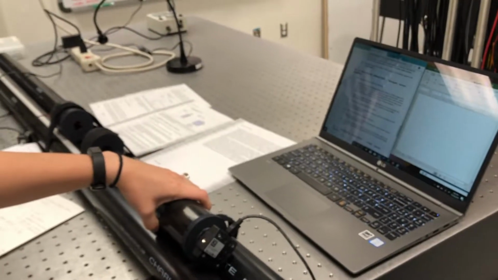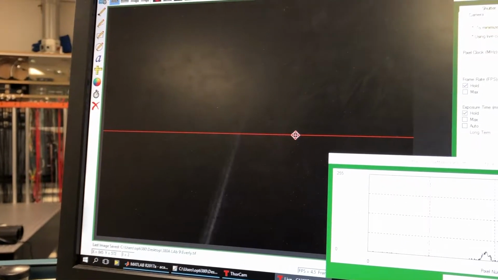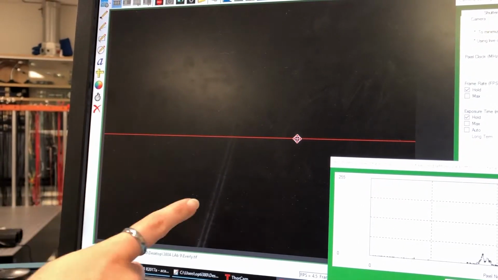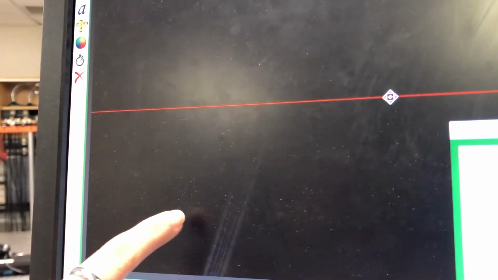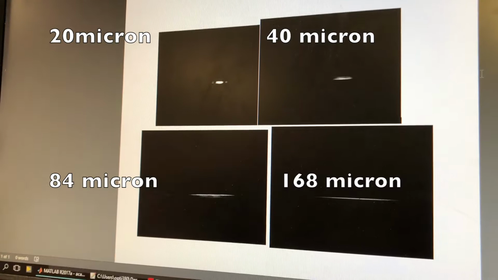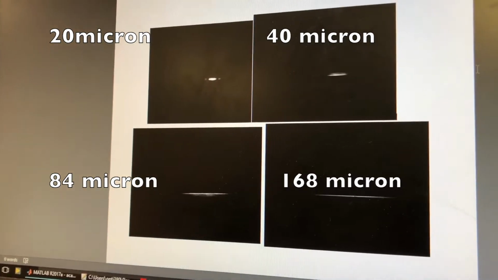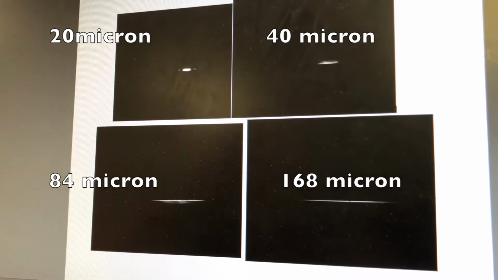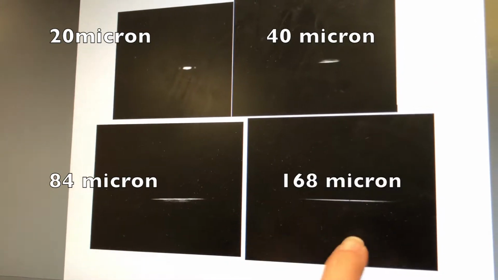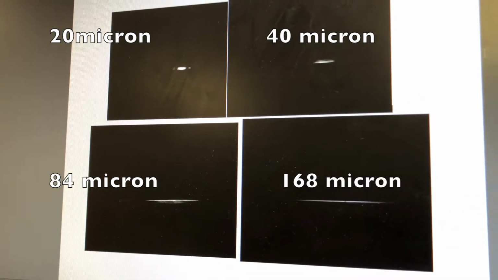As we move the camera closer, we get to the Fresnel region, and you can see the Fresnel zones in between, like little lines. These are the diffraction patterns in the Fraunhofer region. Notice that as the aperture gets smaller, the pattern gets wider.